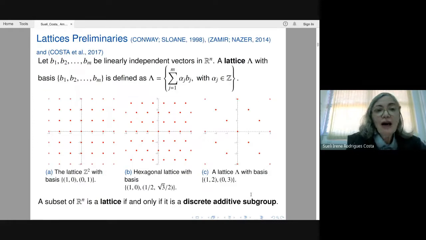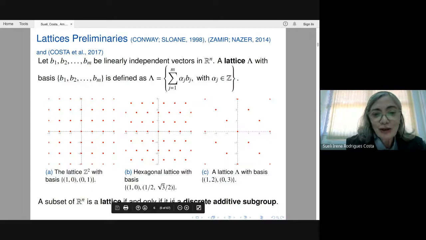So, okay. So starting with some lattice preliminaries. Here we present the standard lattices in R2 to get some picture, right? So the lattice Z squared, the hexagonal lattice, which is generated by 2 vectors with 60 degrees, right, here, and another lattice generated by (1, 2) and (0, 3).